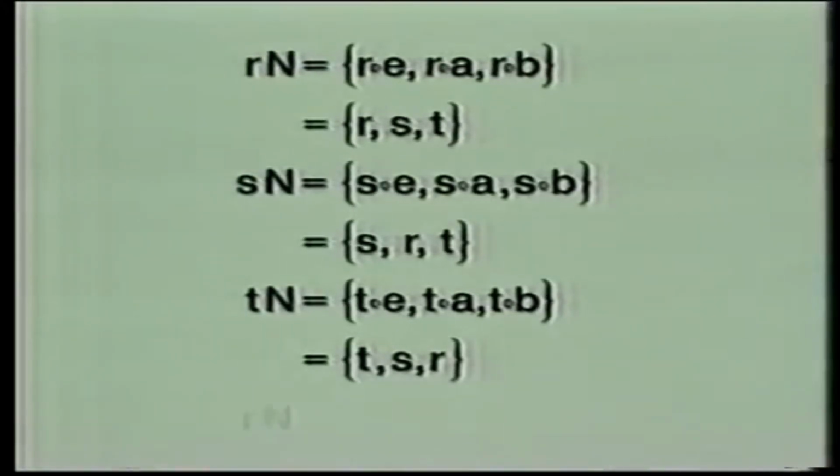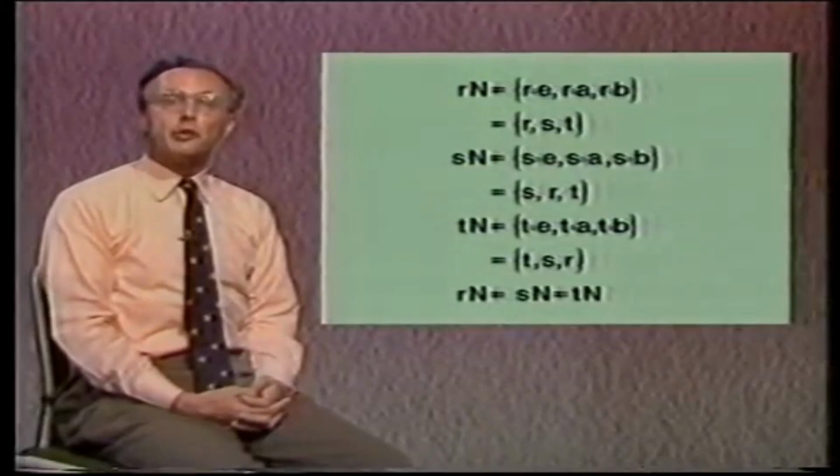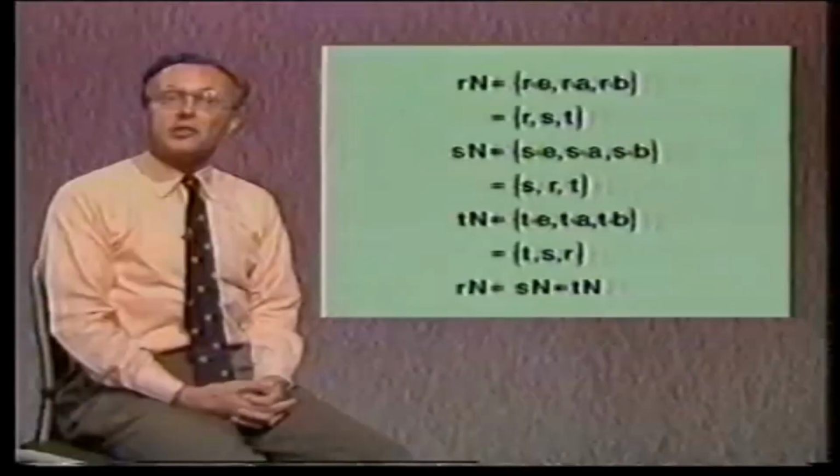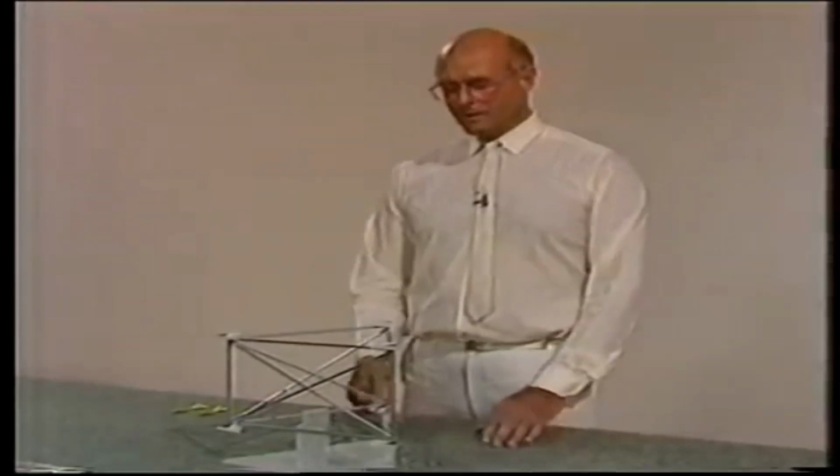The elements in Rn are the same as those in Sn and in Tn. But now let's see how the idea of cosets works when we choose another subgroup of the triangle group. The subgroup this time comes from considering this colouring of the triangle.